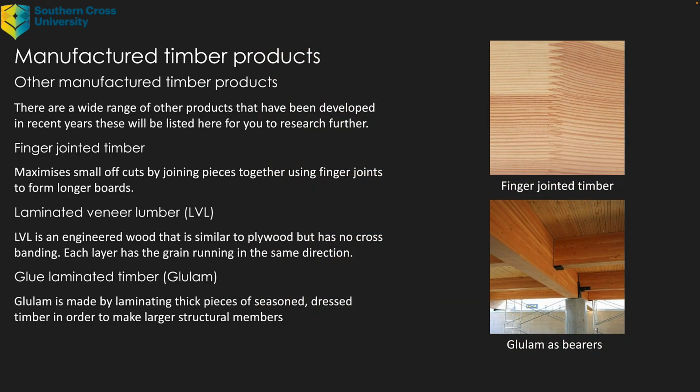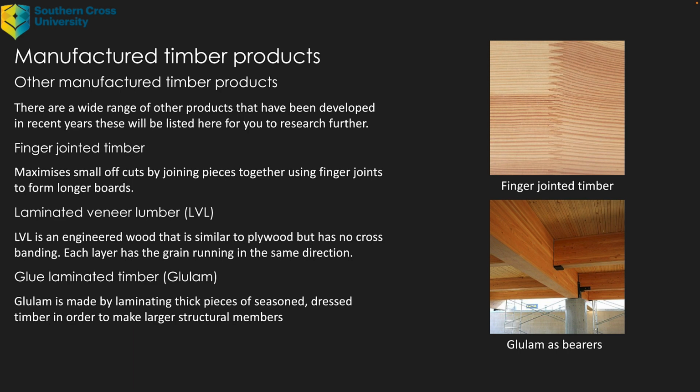Now we're just going to look really quickly, only in summary form, at other manufactured timber products. These are more specialised, however, they are being used more and more today. So there's a wide range of other products that have been developed in recent years. These will be listed here for you to research a little bit further. So we've got finger jointed timber, and there's an image there of that.